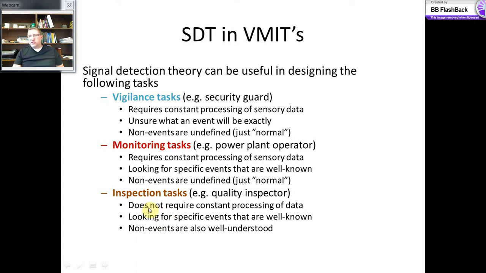And then last, an inspection task, like a quality inspector. This is someone who knows when it's time to turn on their senses. So maybe you're supposed to select every 10th part off the line and do a quick inspection of the welds, right? So you don't do the other 9 parts. All right, here's my 10th part, I'm going to grab it.